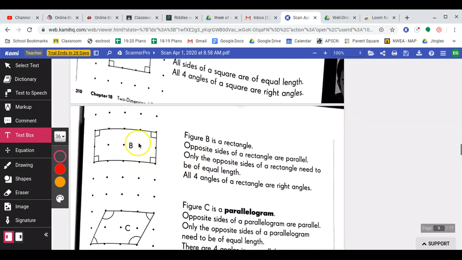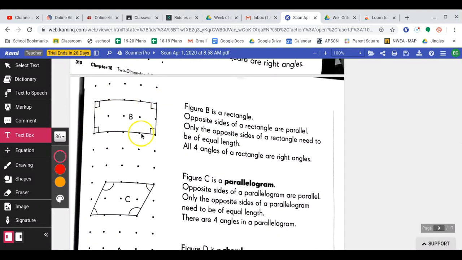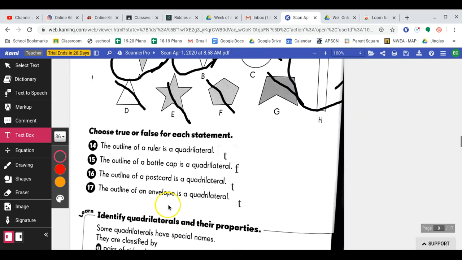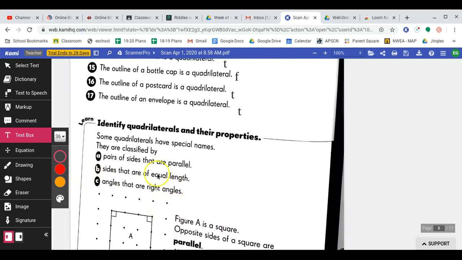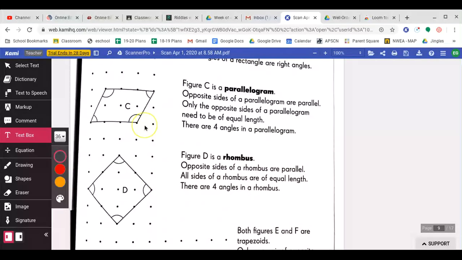Now, here is figure B, a rectangle. It is very similar to a square, except that two of the sides are different length than the other two sides, okay? So it does not go along with part B that the sides are of equal length. Okay, this is a parallelogram, and a parallelogram is actually a category of lots of the quadrilaterals, including a rectangle and a square. A parallelogram is a shape that has two sets of parallel lines. This one that you see in the book is an example of a parallelogram like this, okay?